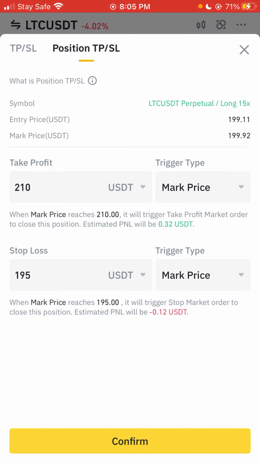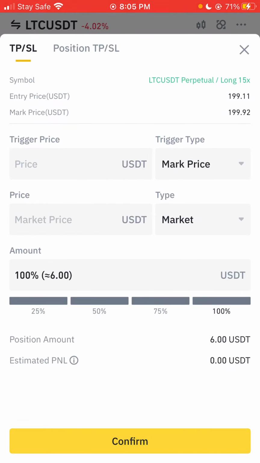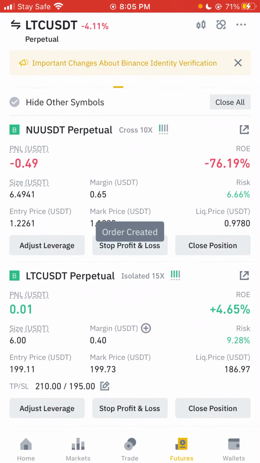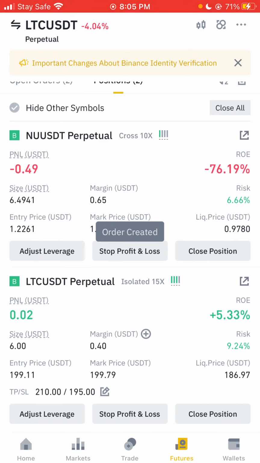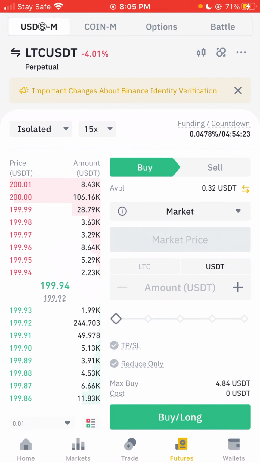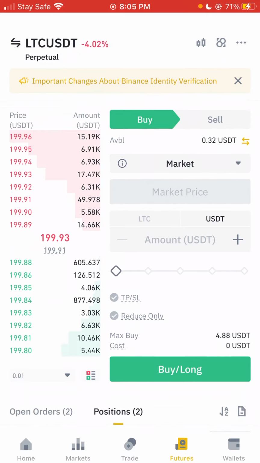Do you understand? So remember, this is what you'll be given. You choose, like you tap on the second option, which is position TP/SL. That is where you have all these options and you can just set. Okay, let me do this. So as you can see, it now says entry price is 199.1, my TP is 210, and my SL is 195. It's written here, down here. Can you see? It's written here. So that is how to place trade here. Do you understand? That is the simplest way to place trade.